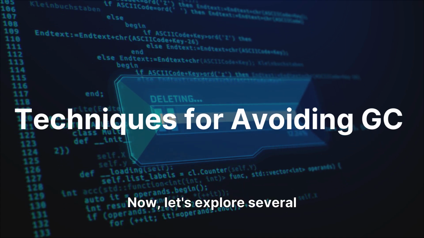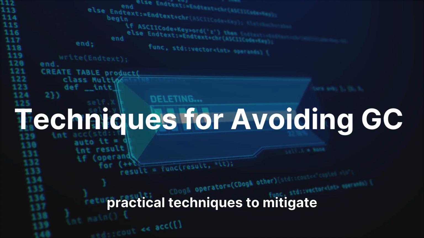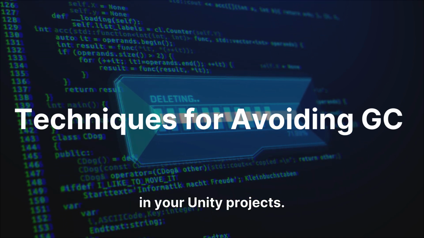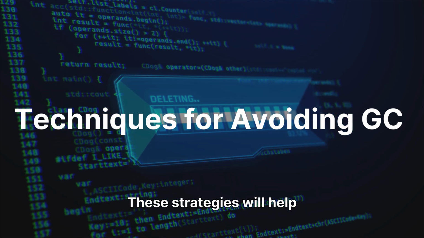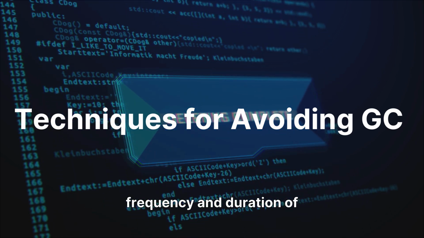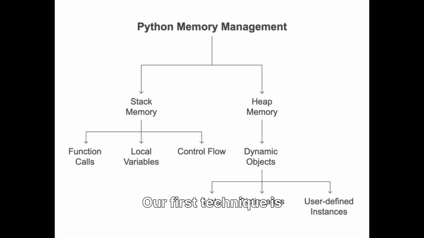Now, let's explore several practical techniques to mitigate the performance issues caused by garbage collection spikes in your Unity projects. These strategies will help you write more efficient code and reduce the frequency and duration of GC pauses. Our first technique is to avoid unnecessary allocations, which directly reduces the workload on the garbage collector. Every new object created on the heap contributes to the GC's work, so minimizing these allocations is a primary goal.